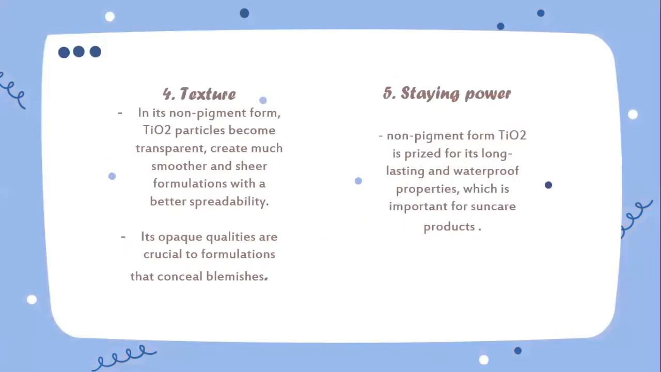And fourth is texture. In its non-pigment form, titanium dioxide particles become transparent, create much smoother and sheer formulation with a better spreadability. Its opaque qualities are crucial to formulations that conceal blemishes. And fifth is staying power. Non-pigment form titanium dioxide is prized for its long-lasting and waterproof properties, which is important for sun care products.